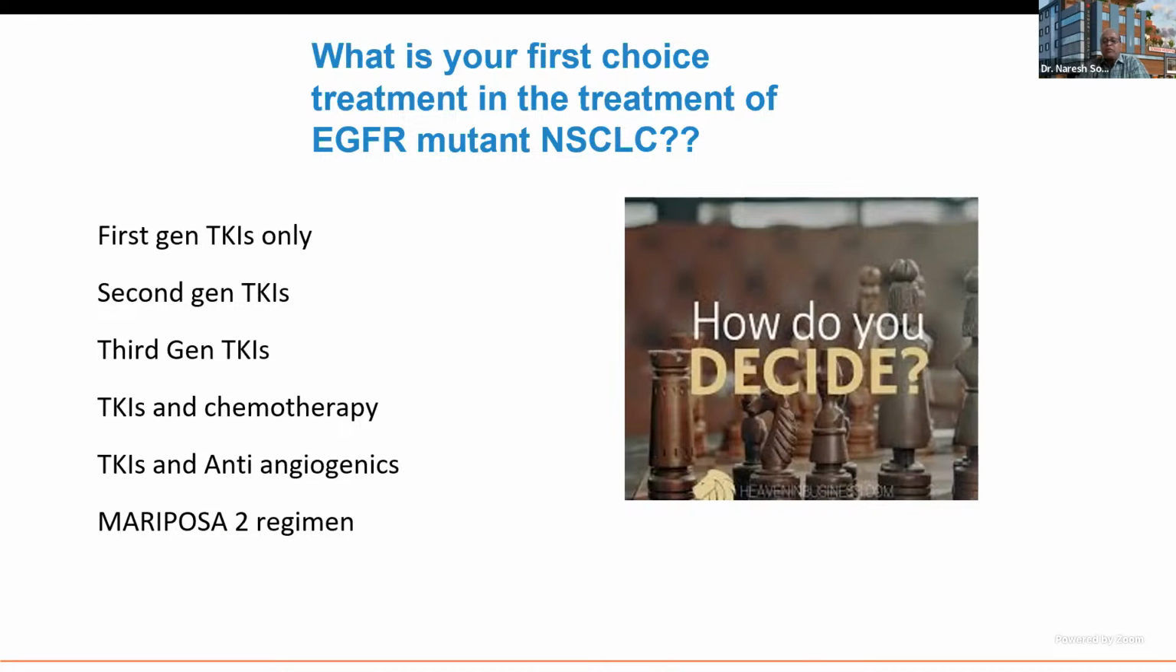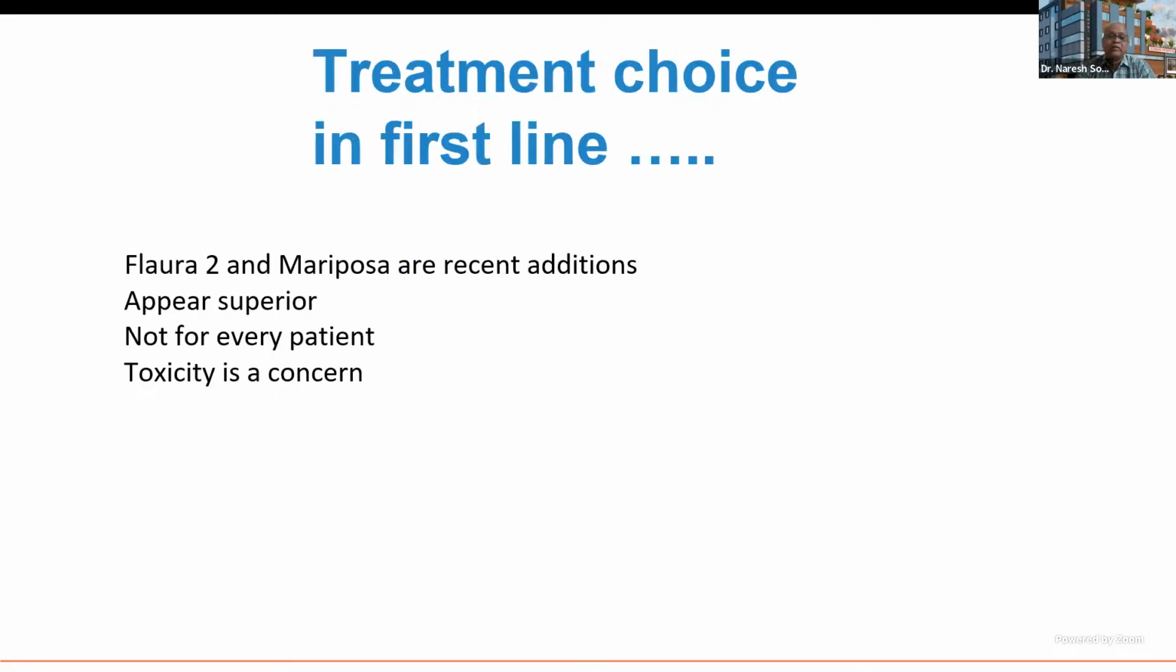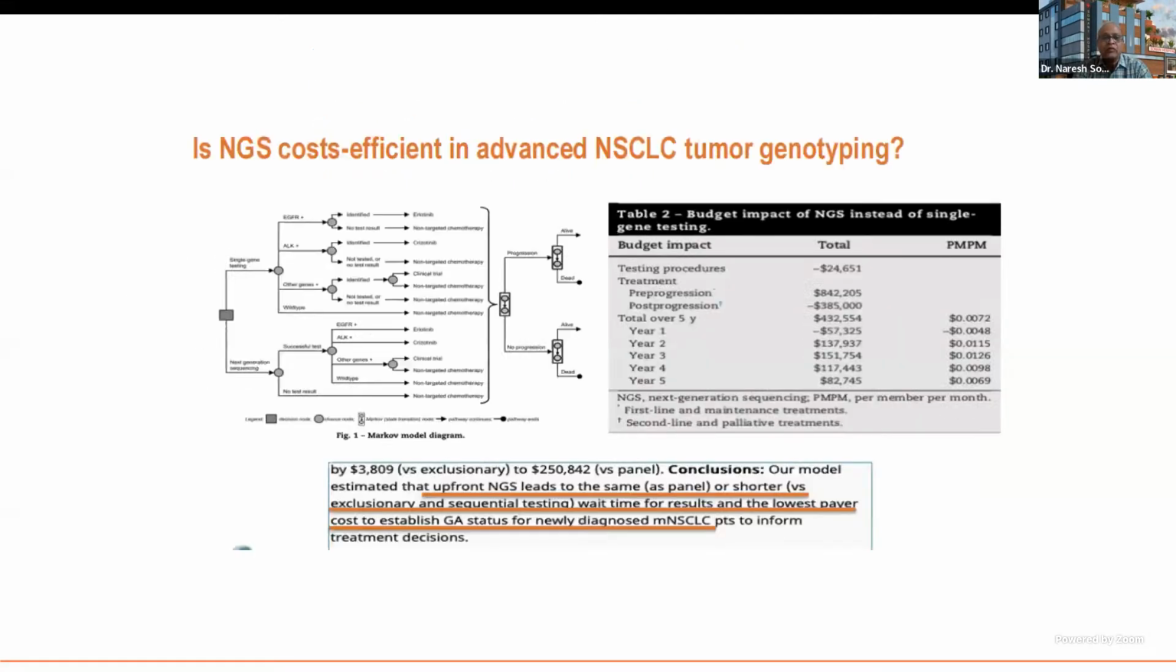So various options are available in the first line, like the first generation drug, second generation, third generation like osimertinib, TKI plus chemotherapy, maybe the first generation TKI with chemo, maybe osimertinib plus chemo. And we even talk about MARIPOSA in this setting. Similarly, FLAURA2 and MARIPOSA are the recent additions. They appear superior, but probably they are not for every patient. Toxicity is a big concern in this particular field.